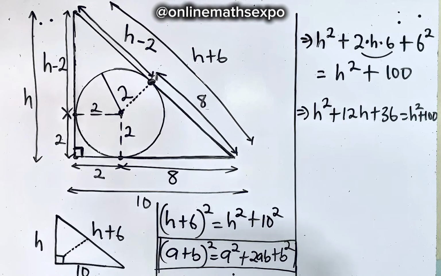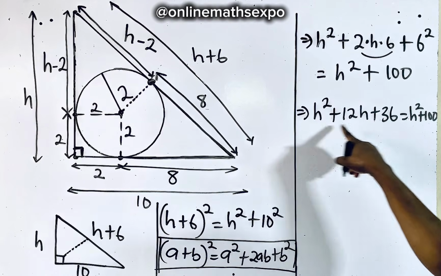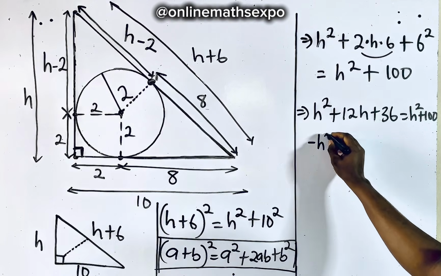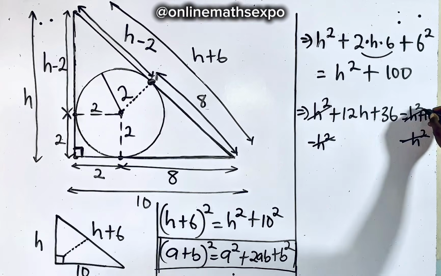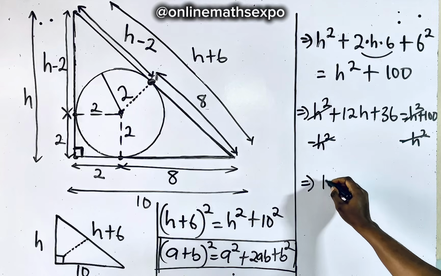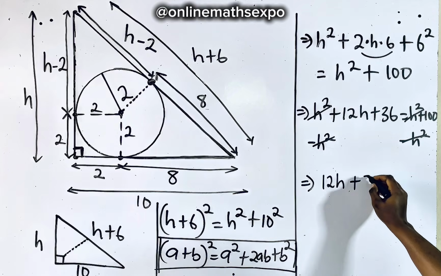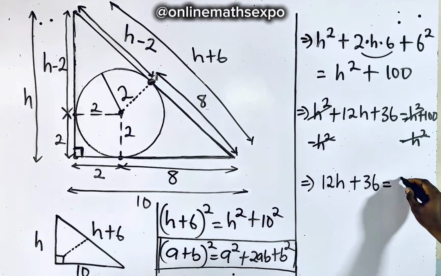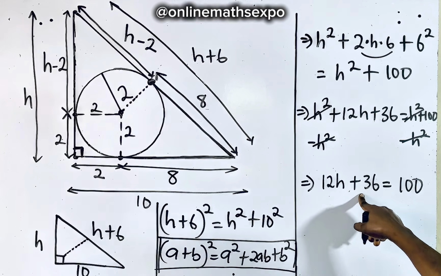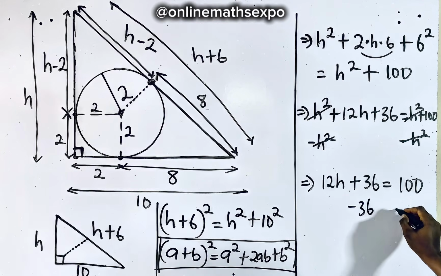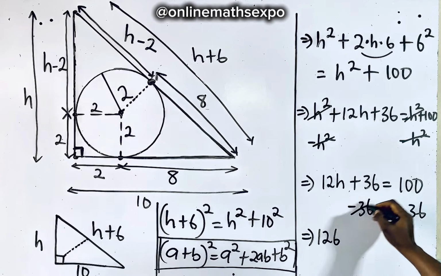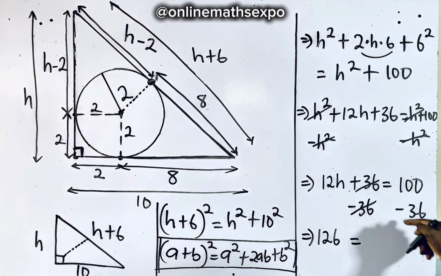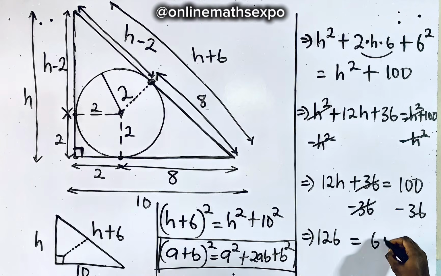So what do you think we should do next? At this point, we can subtract the h squared from both sides. So if you do that, this will cancel out, this will cancel out. So you are left with 12h plus 36 is equal to 100. And what do we do next? Let's remove this, it is positive. So you subtract 36 from both sides. And when you do that, 12h, subtract this is gone out. So we are left with, subtract this, we are going to have 64.